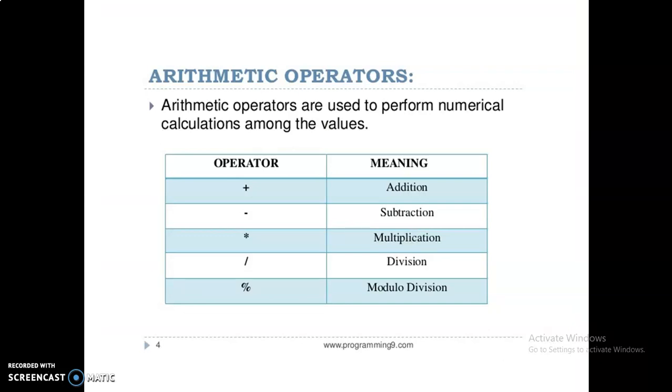The word itself tells us that arithmetic operators mean addition, subtraction, division, multiplication and modulo. These are the arithmetic operators used in C: plus, minus, division, multiplication and mod. Mod gives the remainder after division. Again, these are the types of operators used in C: plus, minus, multiplication, division and modulo division.